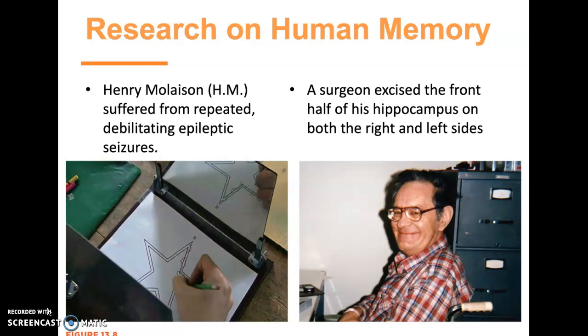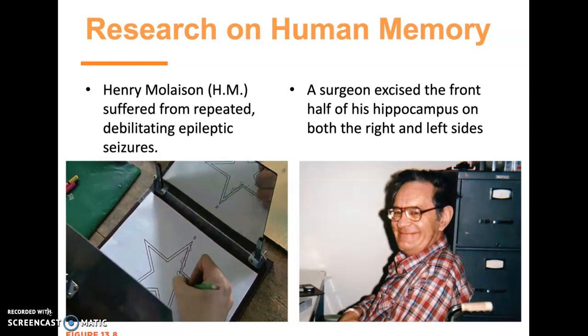He had epilepsy. He suffered from debilitating seizures. They reduced the quality of his life to the point where they did surgery to remove the front half of his hippocampus on both sides. And what happened to him following that surgery was so interesting that it became a topic to be studied for over 40 years with HM.